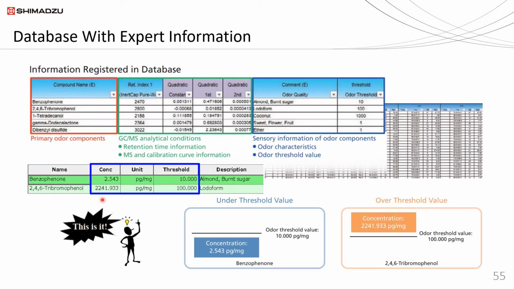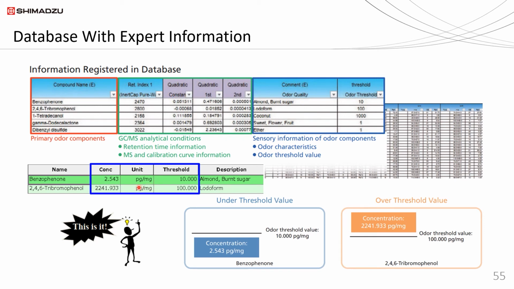The ASSPT database contains the chemical name, retention index, and comments about the odor quality as well as odor threshold. For example, benzophenone has an almond and burnt sugar aroma. The odor concentration threshold provides an idea whether the chemical is responsible for the aroma or not. And all this information is created by ASSPT.